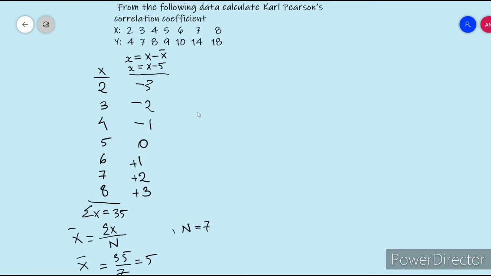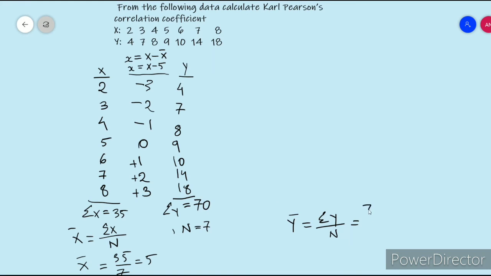So these are positive. Okay, so that is for the x series. Now we'll move to the y series: 4, 7, 8, 9, 10, 14, 18. So we already know n, and to find the mean of the y values, we need to divide the sum of the y values by the number. So we add all of this up, we get 70. So 70 divided by n is equal to 7.